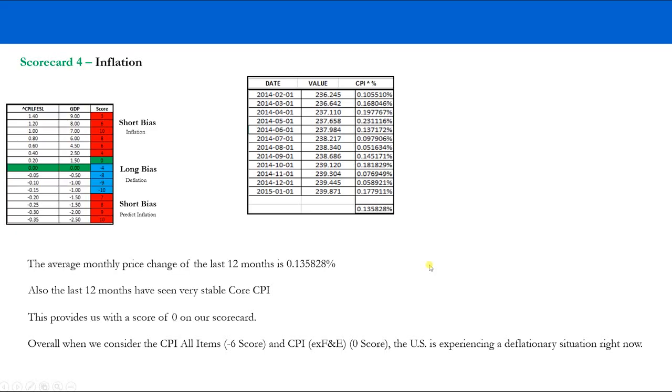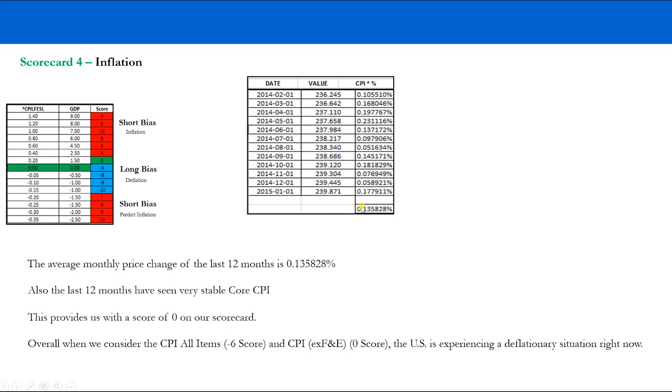If we take the last 12 months and then work out an average, we get the average monthly price change of the CPI ex food and energy of the last 12 months. And this comes in at spot 135.828%. You'll notice that we're looking at a lot of decimal places here. We're not doing that by accident. It's because the numbers are incrementally very, very small month to month, so we want to be a lot more accurate in our analysis when looking at ex food and energy.